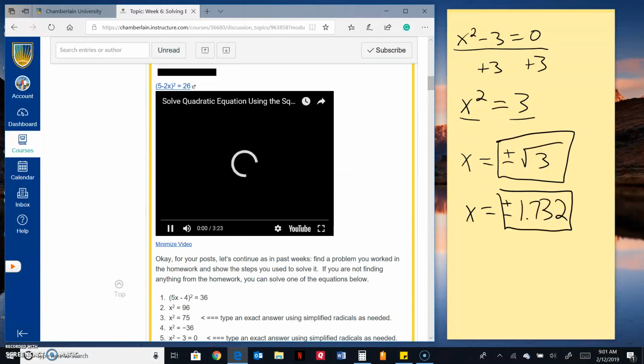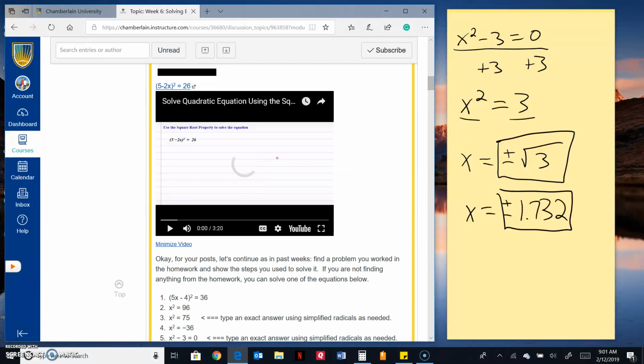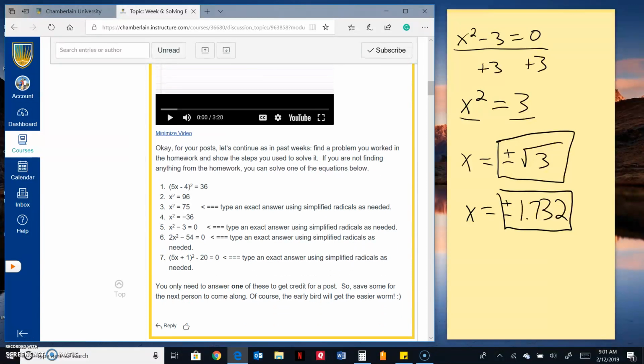but this week we're asking for an exact answer using simplified radicals as needed. So plus or minus the square root of 3 would be the correct answer to that solution.